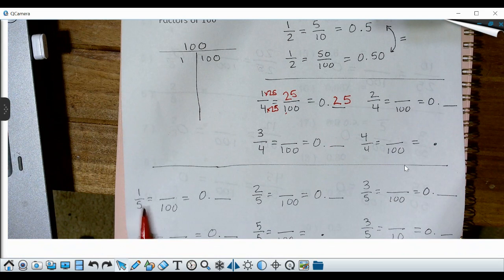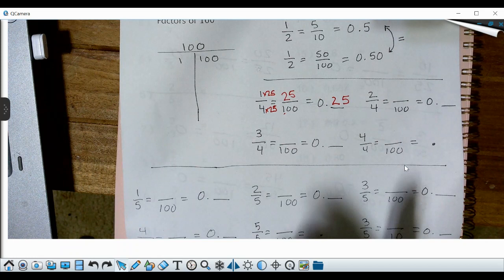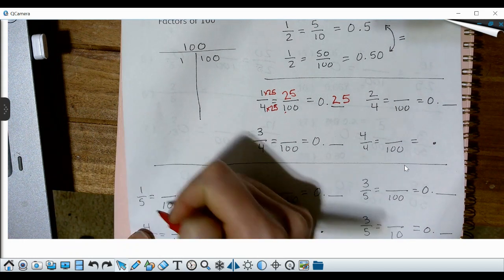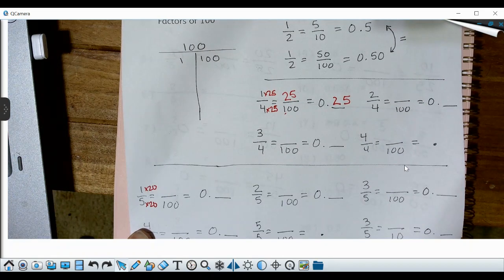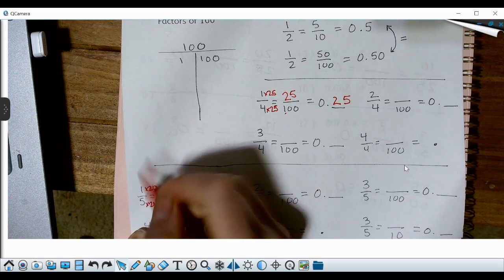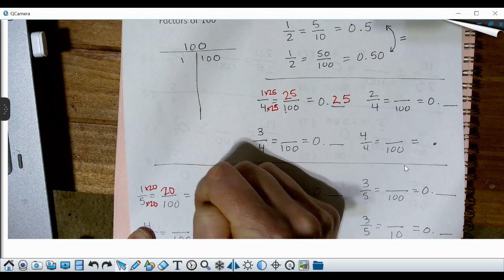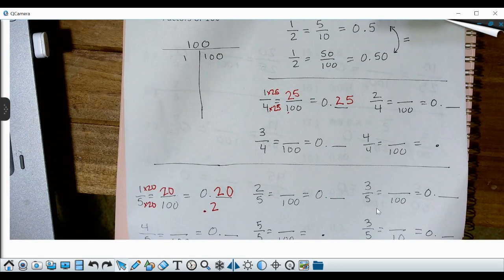All right. How many times does 5 go into 100? Well, you could count by 5s up to 100. 5, 10, 15, 20, 25, 30, 35, 40, 45, 50, 55, 60, 65, 70, 75, 80, 85, 90, 95, 100. And you'll notice that you counted 20 multiples of 5. So 5 times 20 is 100. 1 times 20 is 20. So that's going to give us 20 hundredths, which is the same as 0.2. And you've got to finish that. I've already given you the multiple, so you know it.